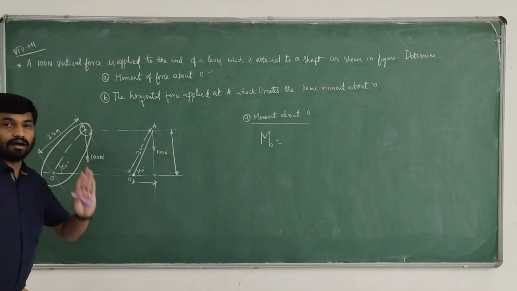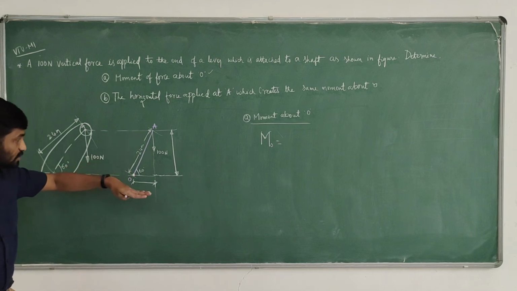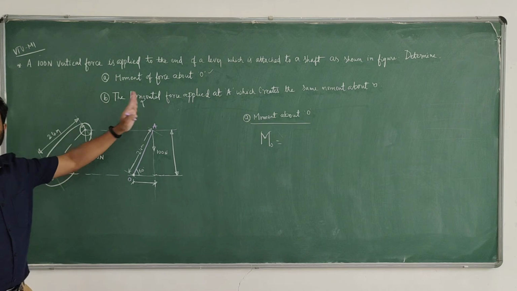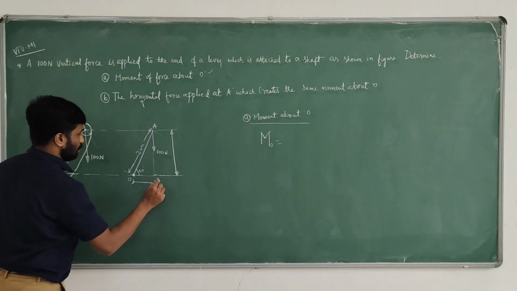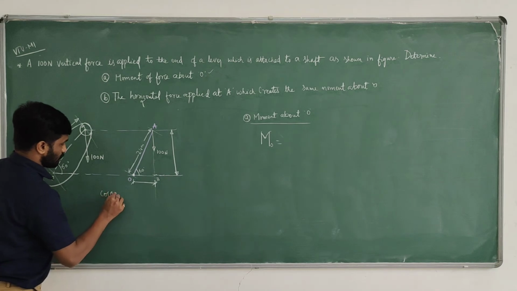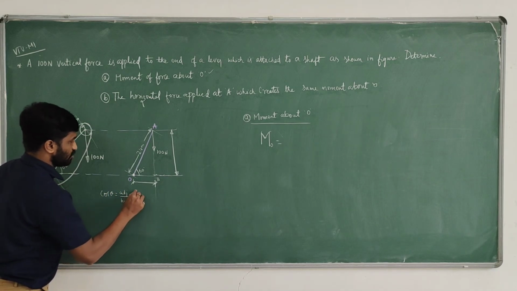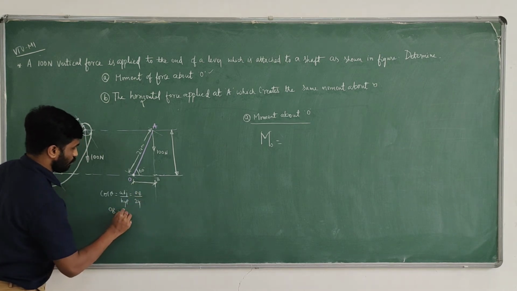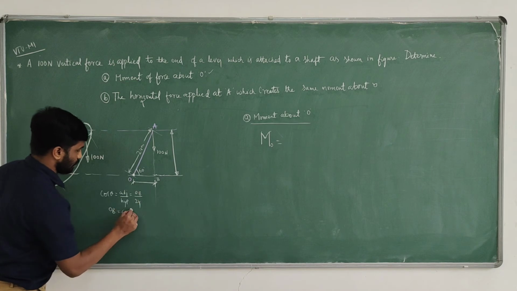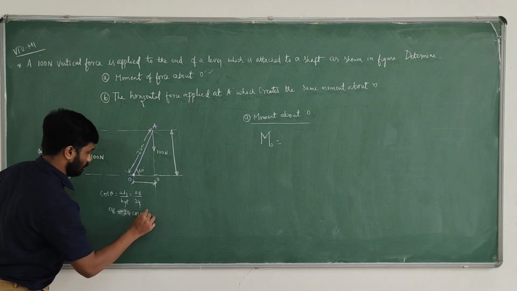First apply cos theta. Cos theta equals adjacent by hypotenuse. Adjacent is unknown, hypotenuse is given. Take this point as B. Cos theta equals adjacent by hypotenuse, so adjacent is OB, hypotenuse is 24. Therefore OB equals 24 cos 60.